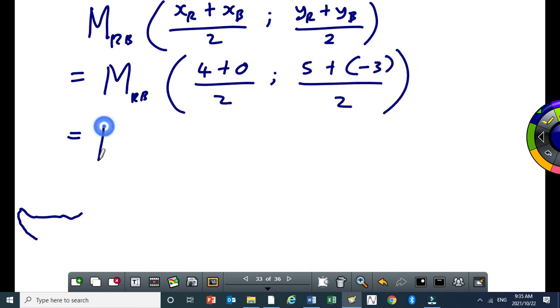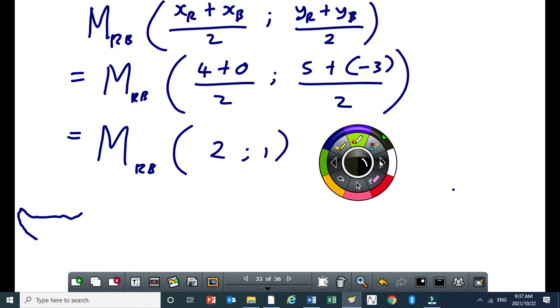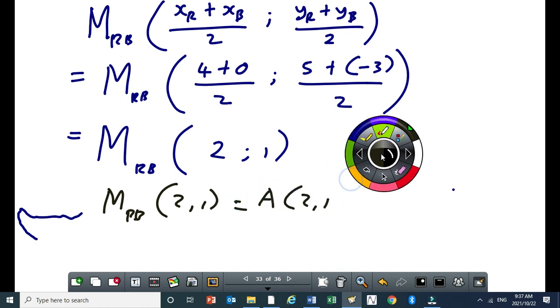So to simplify this, you get 2 and 1. Right? Now, do you see here that the midpoint of RB, which is (2, 1), is equivalent to A, (2, 1)? Do you see that?